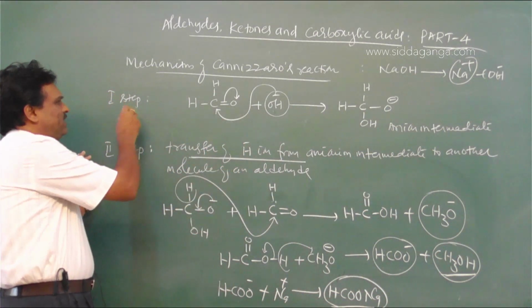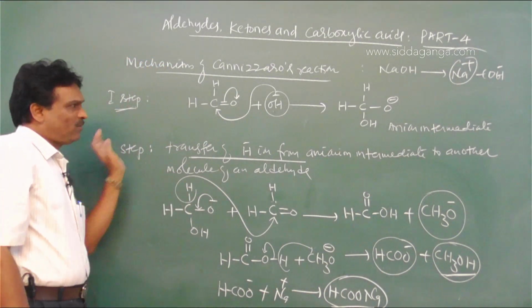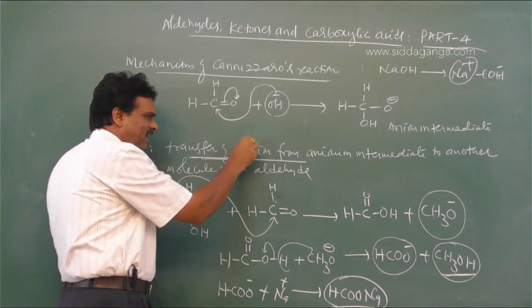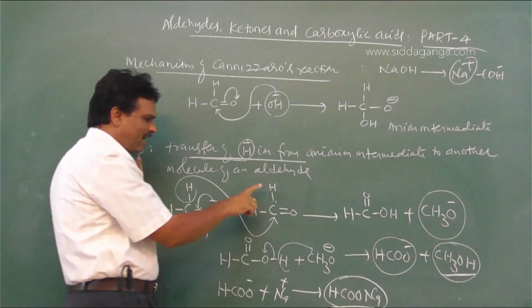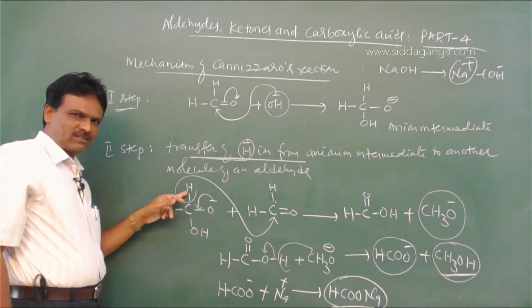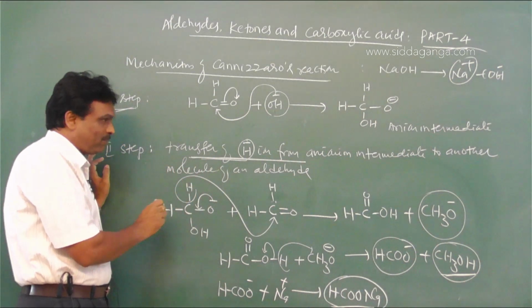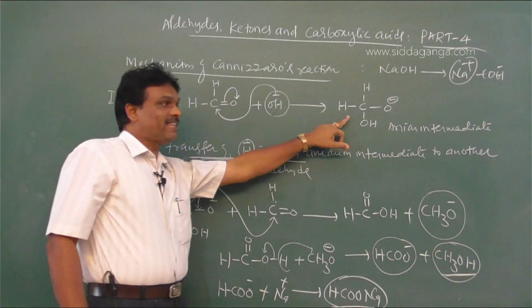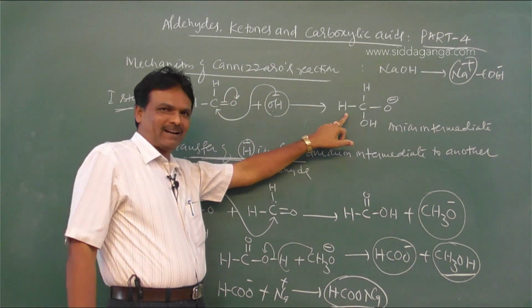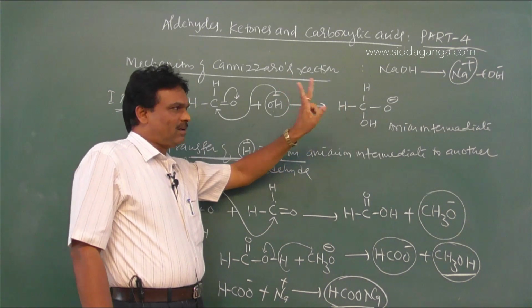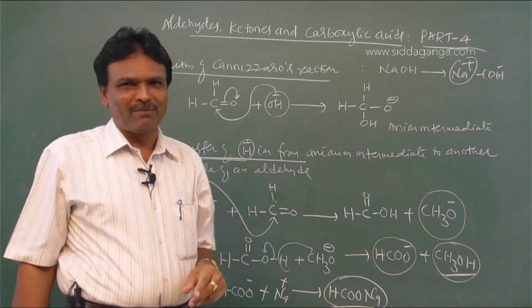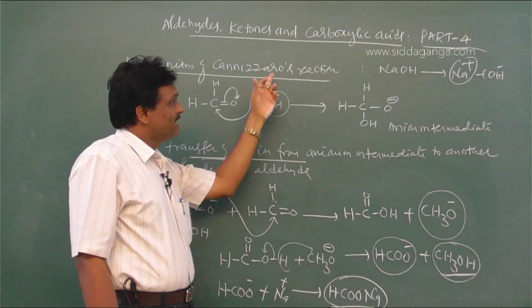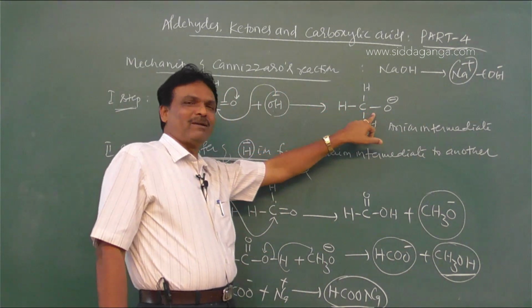So the overall conclusion is, in the case of Cannizzaro reaction, the first step is nucleophilic attack. The second step is the transfer of hydride ion, not proton. Hydride ion means a hydrogen atom along with bonding electrons. So this transfer of hydride ion takes place from the anion intermediate. But in the case of aldol condensation reaction, it is not an anion intermediate, it is a carbanion intermediate. Aldol condensation reaction has a carbanion intermediate species. SN1 reaction has a carbonium ion intermediate species. In the case of Cannizzaro reaction, an anion intermediate.